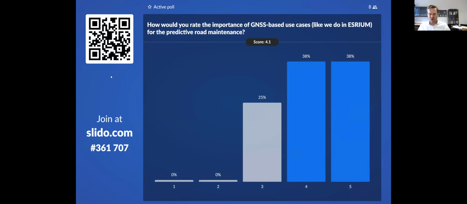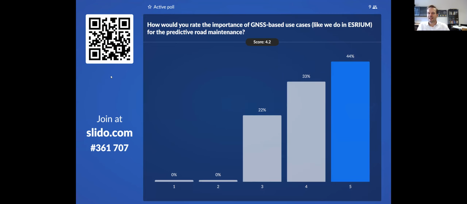Again, so our first question was, how do you rate the importance of GNSS-based use cases, like we do in Esrium, for the predictive road maintenance? The poll is open again, so there might be slight shifts here. Yeah, so there is a ramp towards really high importance. So 5 was highly important, I guess.